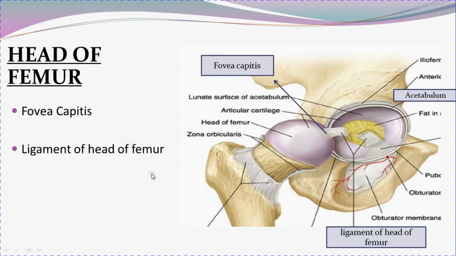The head of the femur articulates with acetabulum to form hip joint, and in this articulation there is a ligament of head of femur which plays an important role. This ligament of head of femur is attached on the fovea capitis of the femur. So the first attachment that you have to memorize is that fovea capitis gives attachment to the ligament of head of femur.